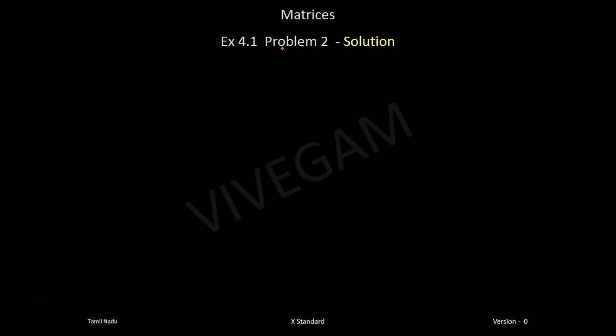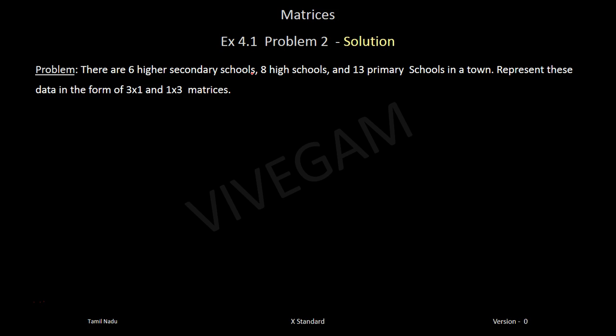Exercise 4.1 Problem 2 Solution. There are 6 higher secondary schools, 8 high schools and 13 primary schools in a town. Represent the data in the form of a 3 by 1 and a 1 by 3 matrix. That is basically 3 rows and 1 column, and 1 row and 3 columns. Okay. And the data is given here: 6 higher secondary, 8 high schools and 13 primary schools.